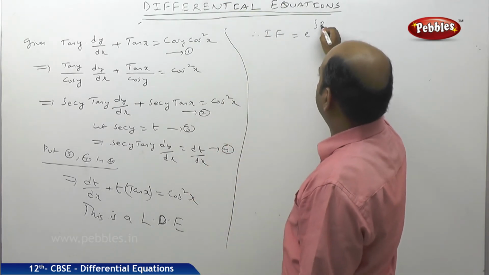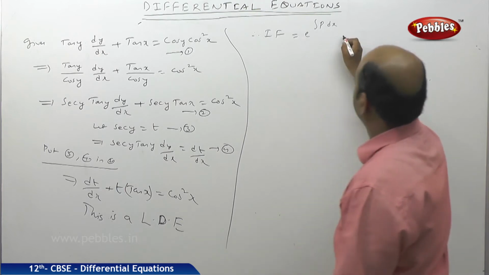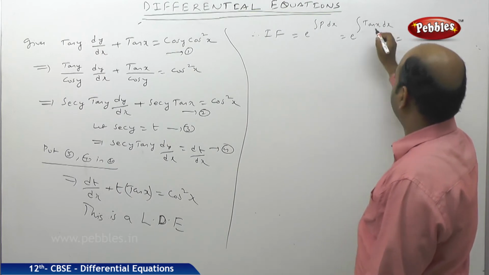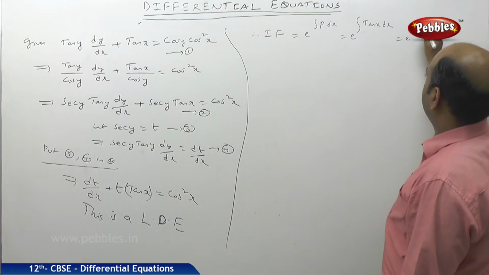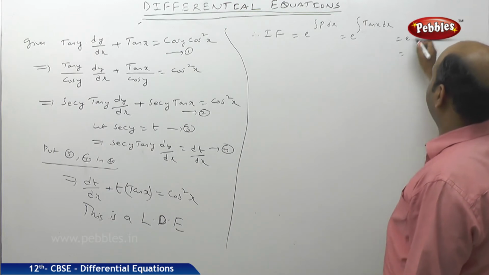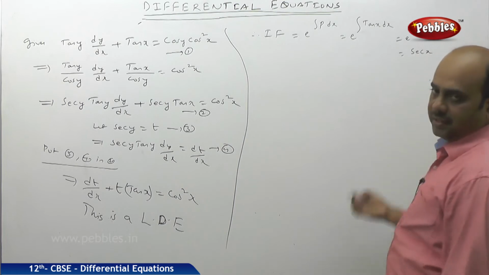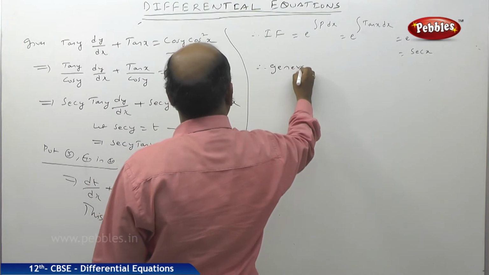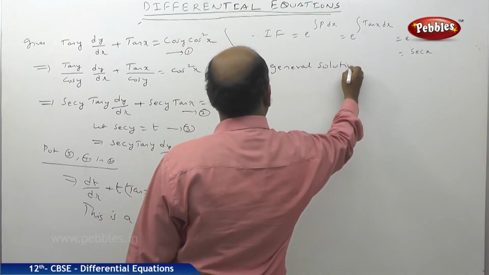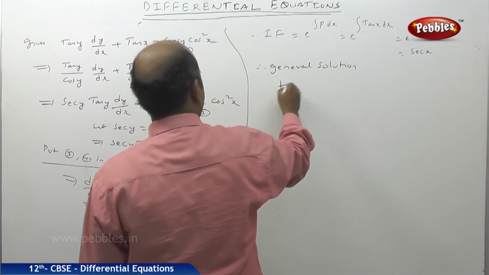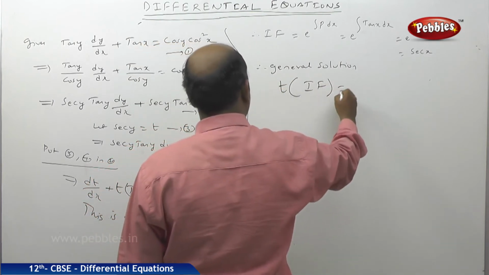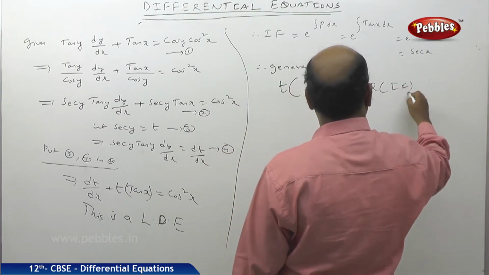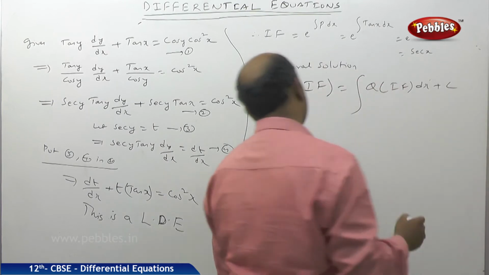Integrating factor means e power integral of p dx. This is p, so e power integral of tan x dx. Integral of tan x is log mod secant x. So e power log mod secant x means I will take it as secant x. Therefore, the general solution. What is our general solution? T into integrating factor is equal to integral of q into integrating factor dx plus c.